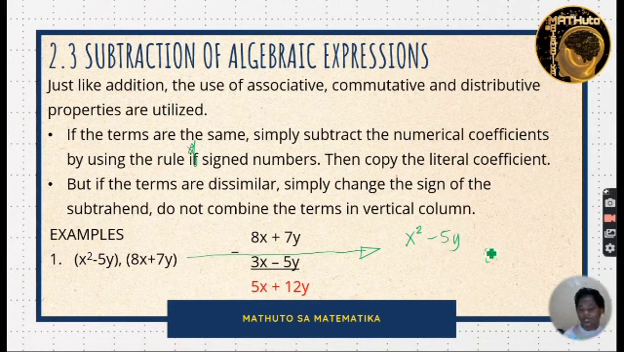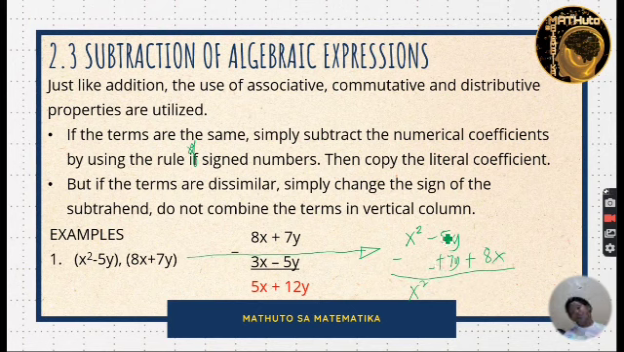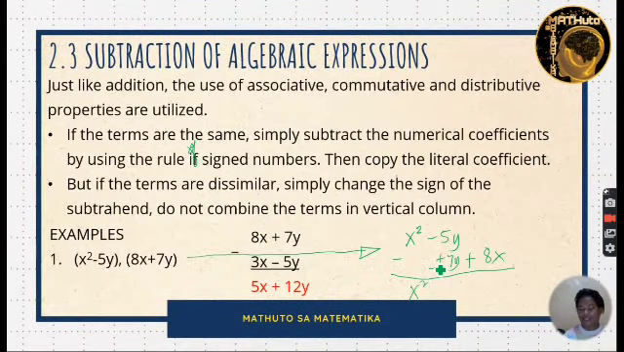So, we have 8x, since we have no x in our first algebraic expression, plus 7y. The sign of 8x is positive. So, we have x squared. Then we subtract this. Then we're going to change the sign of 7y, which becomes negative, and proceed to the addition sign. That is our rule of subtraction: change the sign of the subtrahend. So the positive 7y becomes negative 7y, and it is now an addition sign. So, negative 5 plus negative 7 is negative 12y.